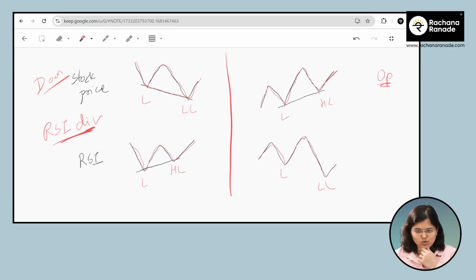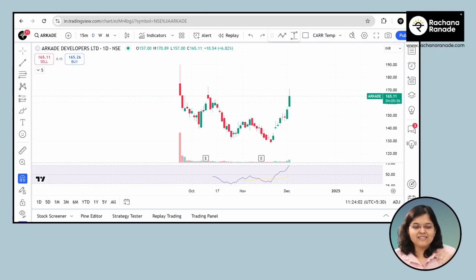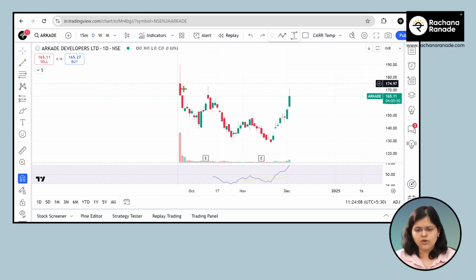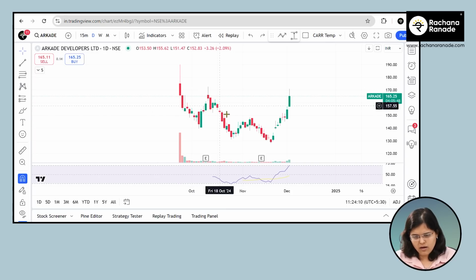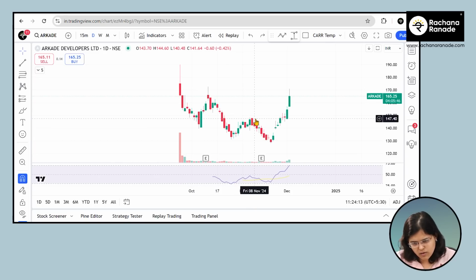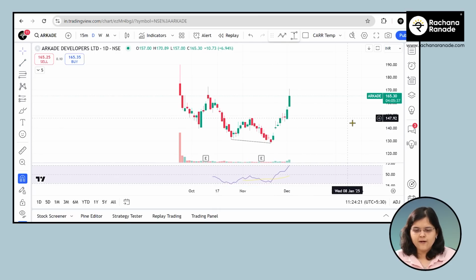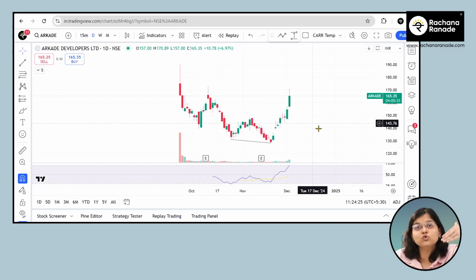You'll be like, Rachana, we have understood all the drawings, can you give us a real life example? Of course, why not? Let's take the example of Arkade Developers, a comparatively recent listing. You can see here, this is September 24th, and what you can see is a low, a high, a lower low, again a lower high, and again a lower low. If I were to join the lows here, very clearly you can see that a lower low has been formed in the price. So is the price showing weakness? Yes.